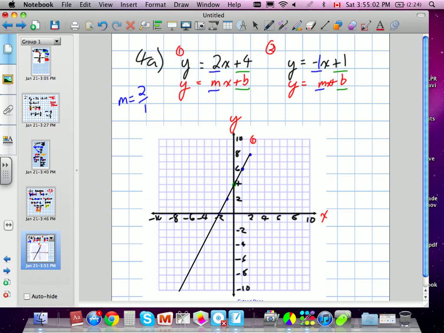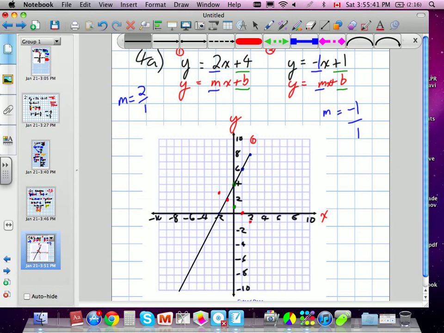For our line number 2, m was equal to negative 1. As a rise over run, we go down 1 and over positive 1. It's technically negative 1 over positive 1. But we still have to get our y-intercept, which was positive 1. So I'm over here, and I go down 1 to the right 1. If I continue that way, I'm never going to cross the line, so I have to go the other way too: up 1 to the left 1. So we get a line here.